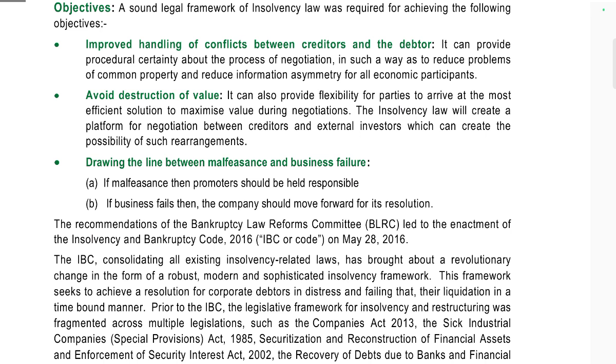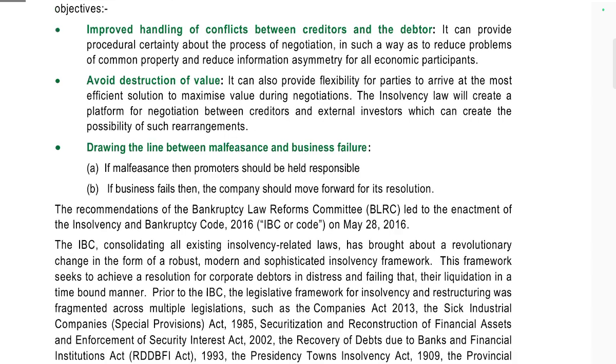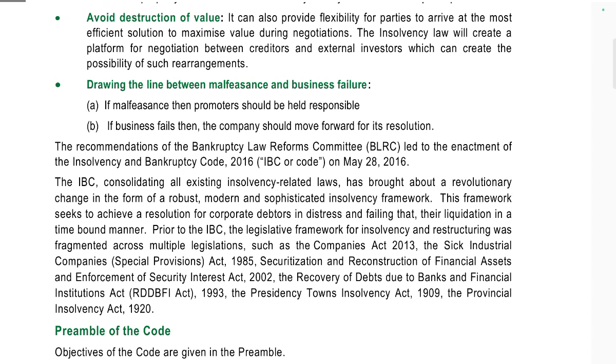The insolvency law has created a platform for negotiation between creditors and external investors, which can create a possibility of such rearrangement, drawing the line between malfeasance and business failure. If malfeasance, the promoter should be held responsible. If a business fails, then the company should move forward for its resolution.